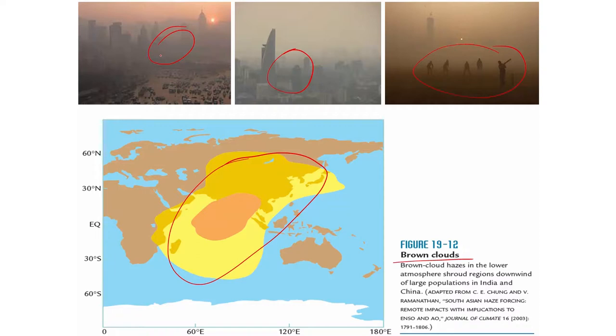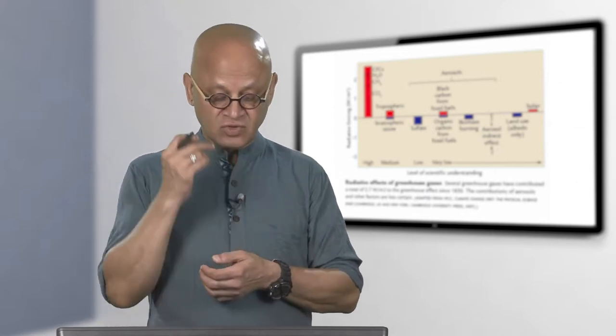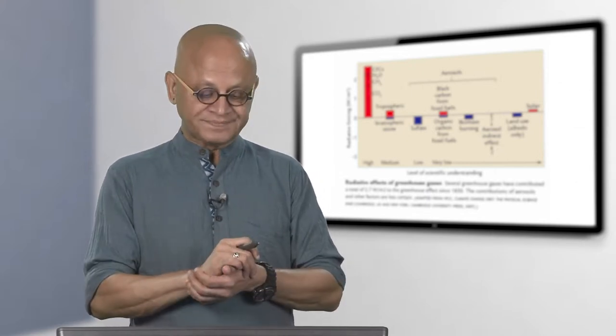Indonesia, Hong Kong, it's all over the LA area in the western US, for example. So now it's more generally called just brown cloud and not the Asian brown cloud, because Asia is not so special in producing pollution. But this pollution affects monsoon and so on, which we will see later on.